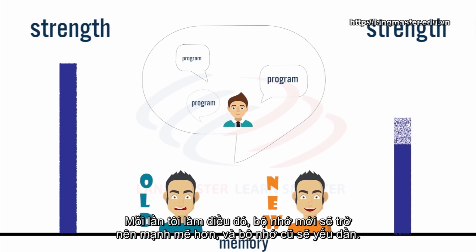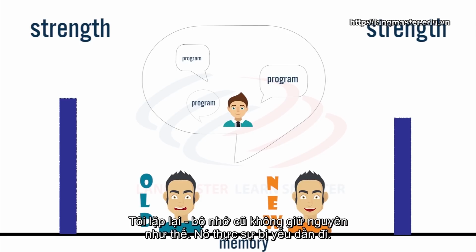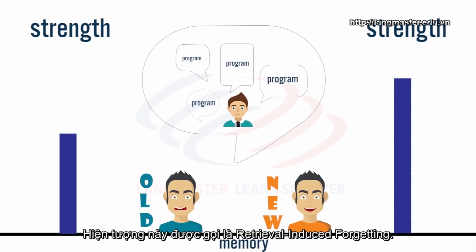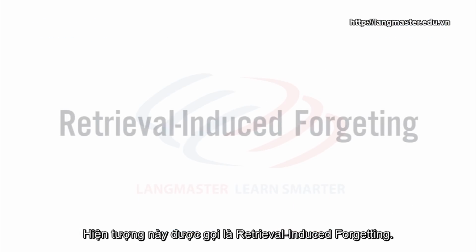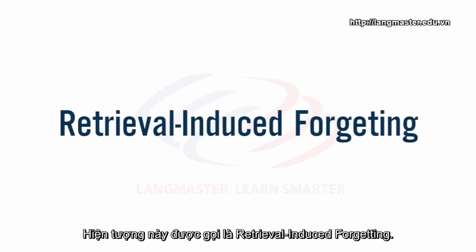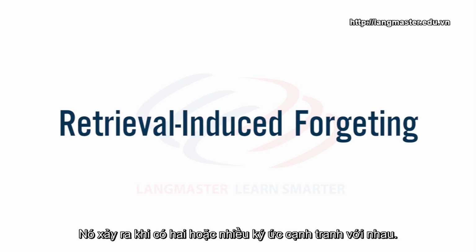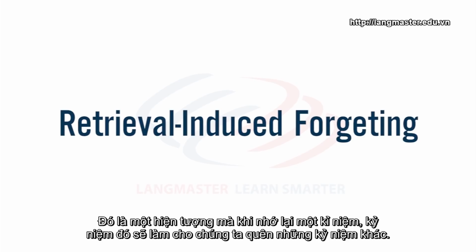Every time I do that, the new memory gets stronger and the old memory gets weaker. I repeat, the old memory doesn't stay the same. It actually gets weaker. This phenomenon is called retrieval-induced forgetting. It happens when there are two or more memories competing with each other. It's a phenomenon where retrieving one memory makes us forget other memories.